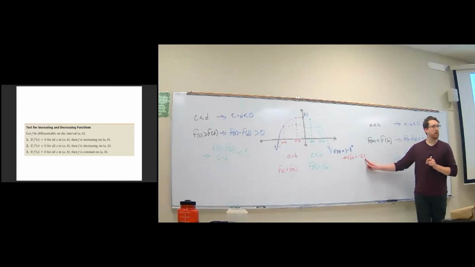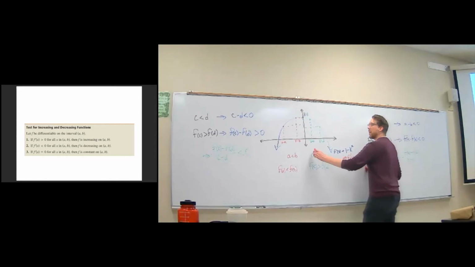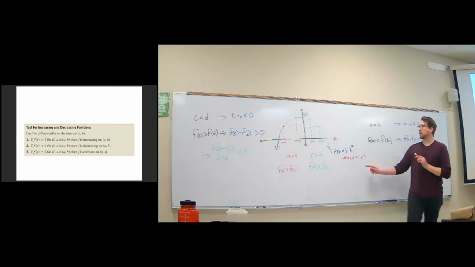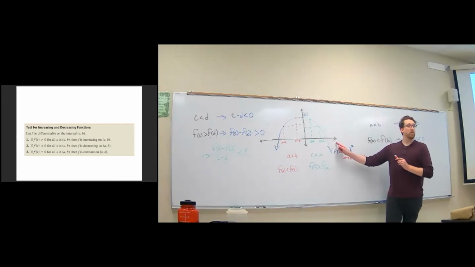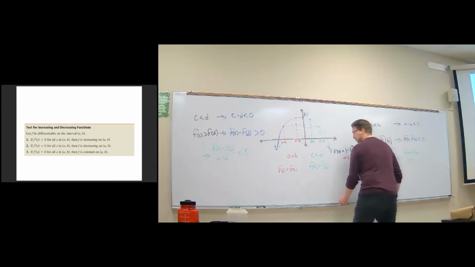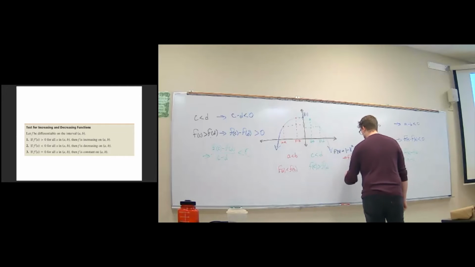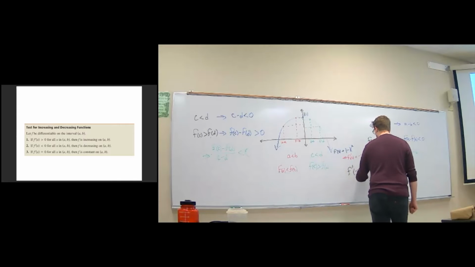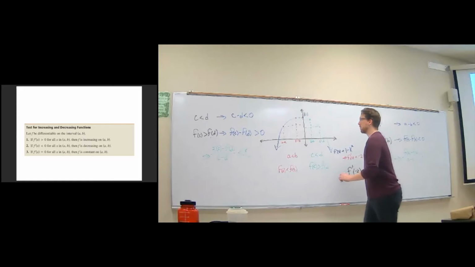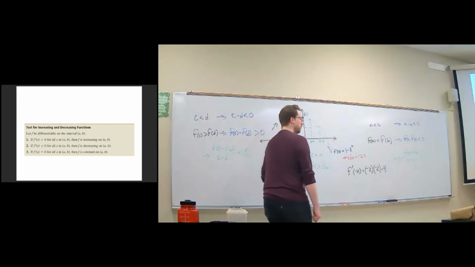Put in a negative value into x. Everything on the left is going to have an increasing slope. Put in a positive value, everything's going to have a decreasing slope. So let's, for example, say f prime of negative 2. This is going to be negative 2 times negative 2, or just 4. Cool, increasing.